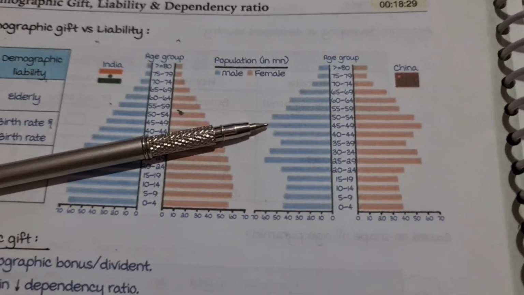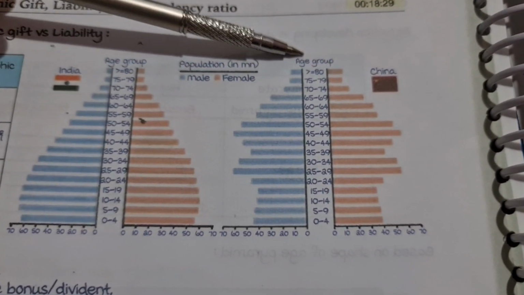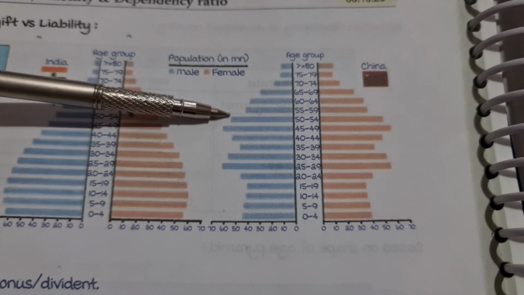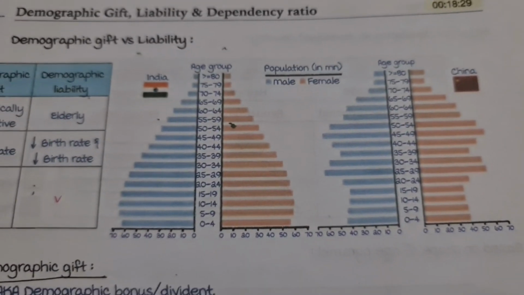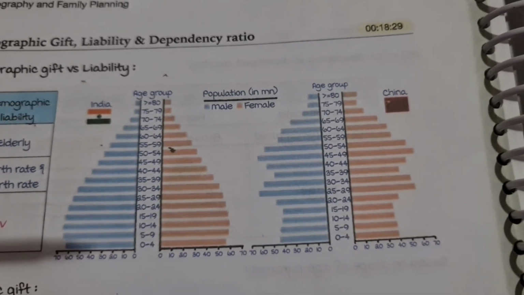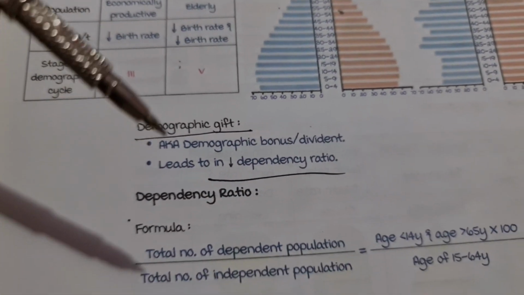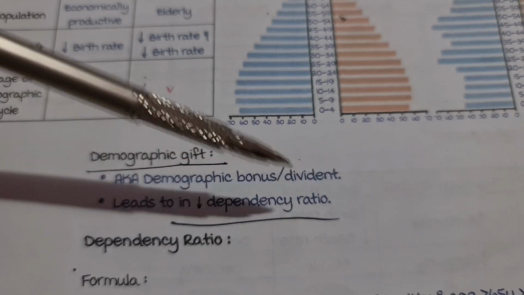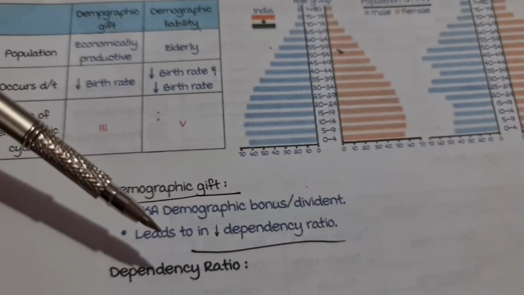There is another population pyramid given, China, which is showing a bell-shaped kind of age pyramid, so it denotes a stable kind of population. We have talked about the demographic gift, which is also known as demographic bonus or dividend, and leads to a decreased dependency ratio. It is on the plus side.